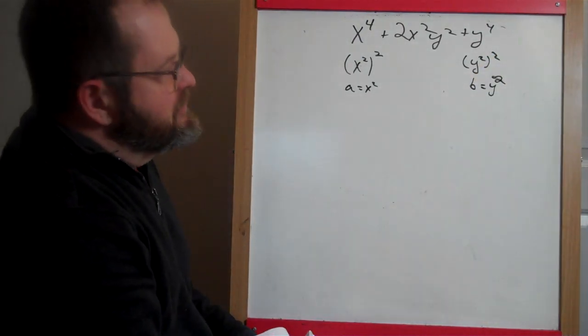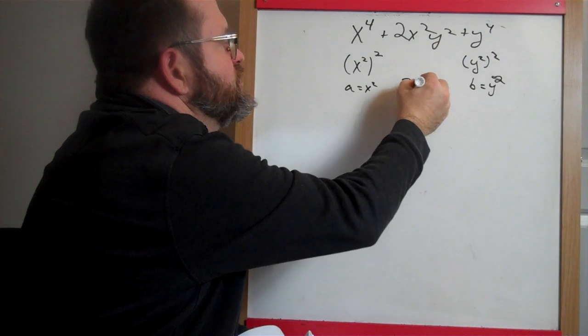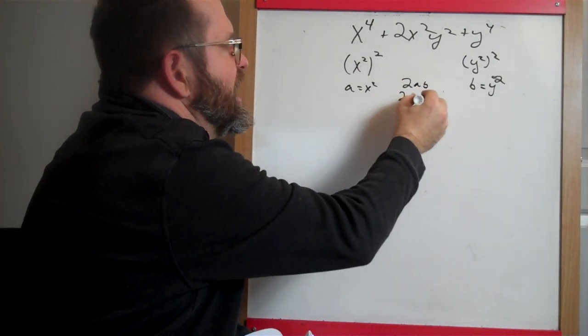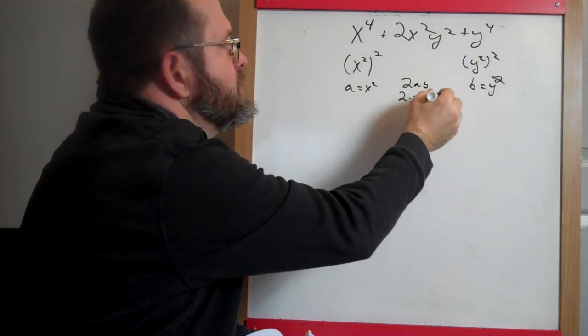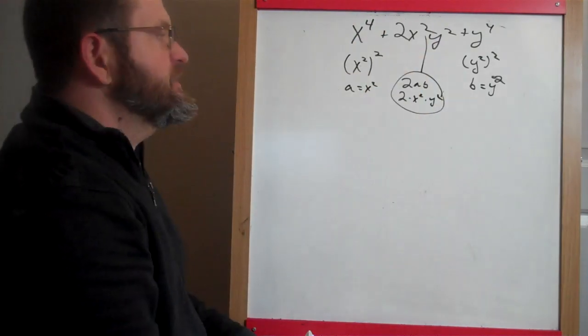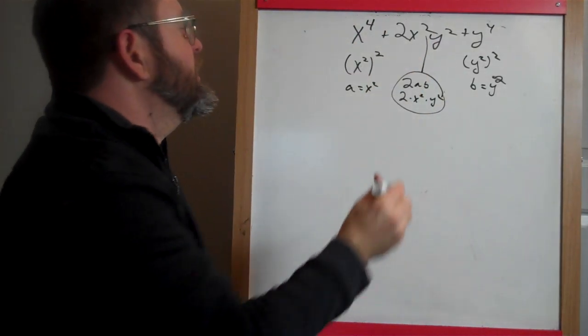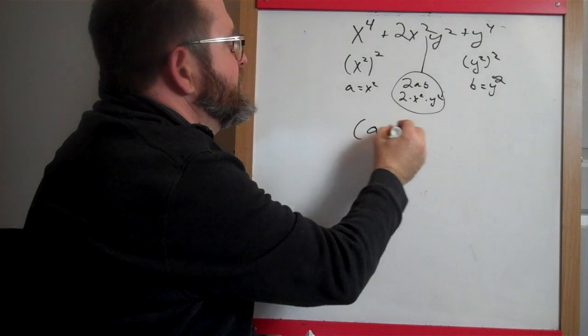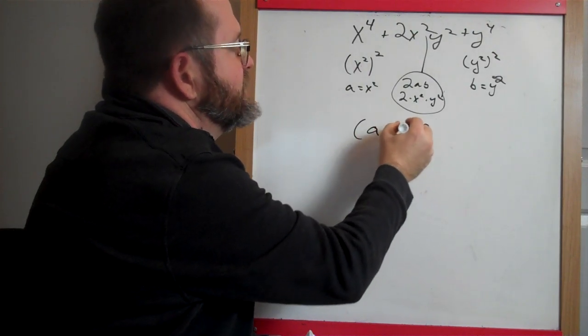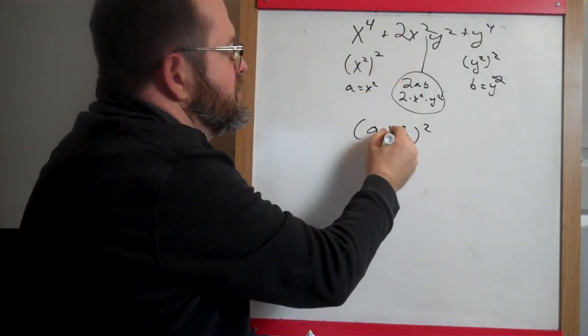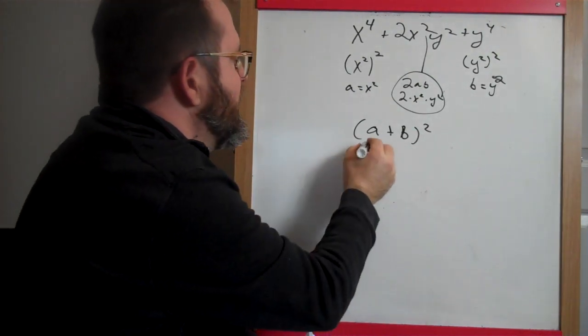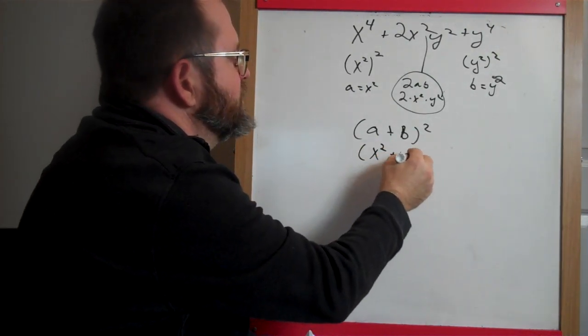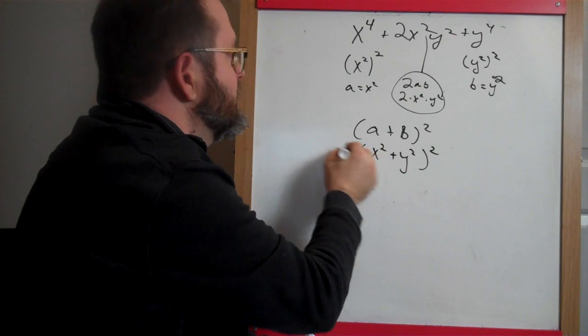Alright, now let's check the middle term. Is the middle term 2ab? So it'd be 2 times x squared times y squared. Well, in fact, that's exactly what it is. Therefore, we can say that it's going to be a something b squared, where that something will be this sign, so it's plus. And as a consequence, this will be x squared plus y squared, the quantity squared.